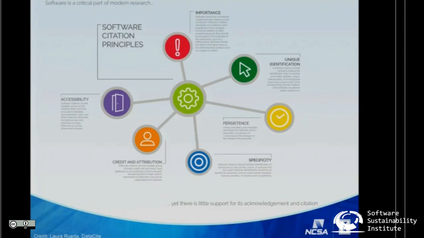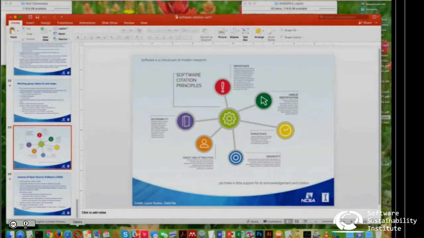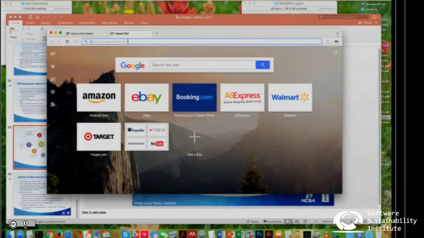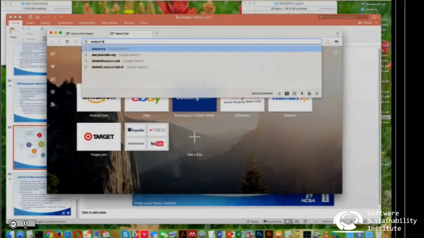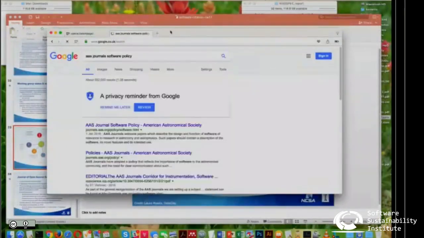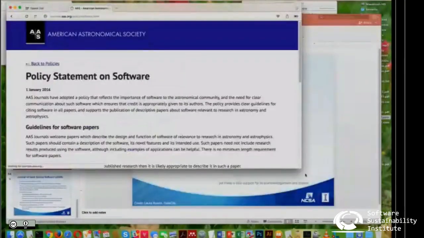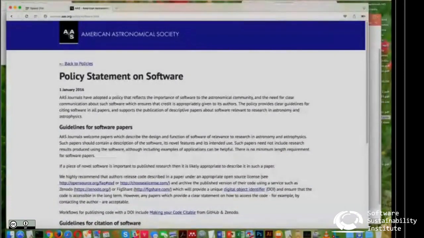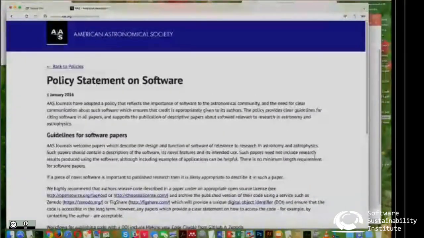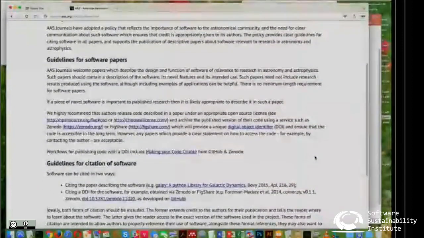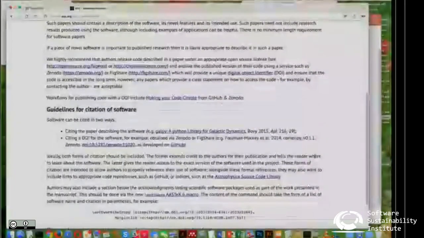So one thing I should mention is that in different fields, the AAS journals are not software journals specifically. So can you search for AAS journals software policy? Oh, okay. And so we wrote basically a policy covering some things you're saying and some things that people are saying, which is yes, of course. It says you should cite the paper, but then you should also cite the version of the software you use. So it has guidelines for actual software papers, but then also for citing software. So it says yes, the paper, software, and the DOI for the software.